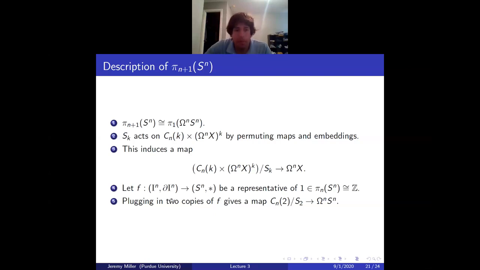Next, okay, we're going to pick F to be a map of degree 1, a map representing a generator of pi n Sn. And then we're going to plug in 2 copies of F into this formula where k is 2, and so it'll give us a map from 2 n-dimensional cubes modulo S2 into loops n Sn.